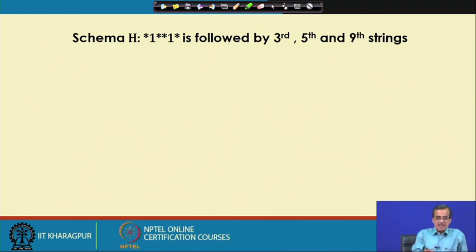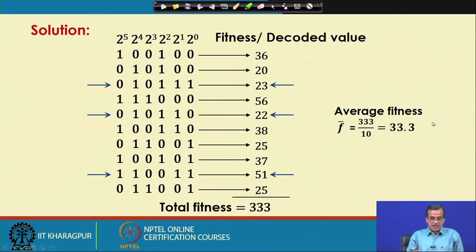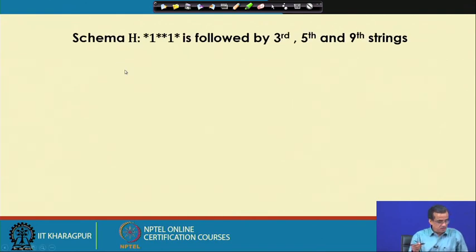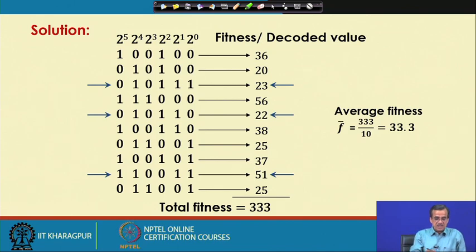Now, the schema H, which is nothing but star 1 star star 1 star, is followed by a few GA strings, and those are as follows. For example, from this whole population, only the third one, then the fifth one, and the ninth one, are going to follow that schema H.